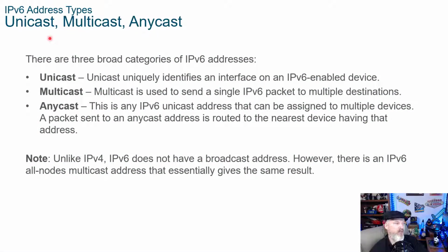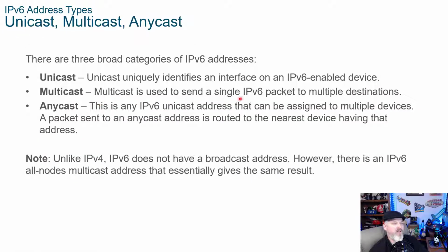If you remember back to the v4, we had some different types, but here there's a couple of things that are different. The name we use for them. There's 3 broad categories of v6 addresses. The first one is unicast. Unicast uniquely identifies an interface on a v6 enabled device.